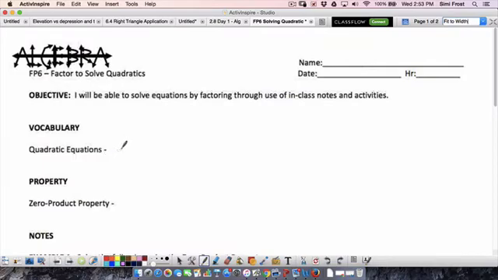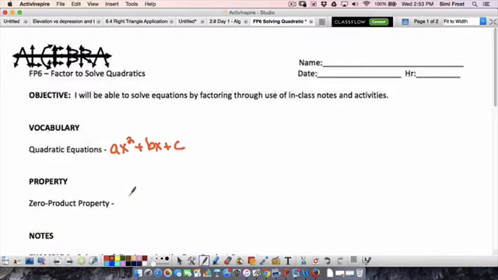Okay, so we're going to be solving quadratic equations, and remember that a quadratic equation is in the form ax squared plus bx plus c, where a, b, and c are numbers.